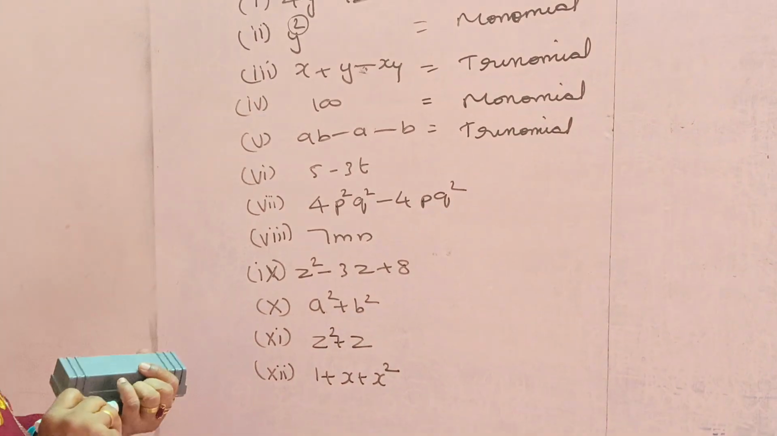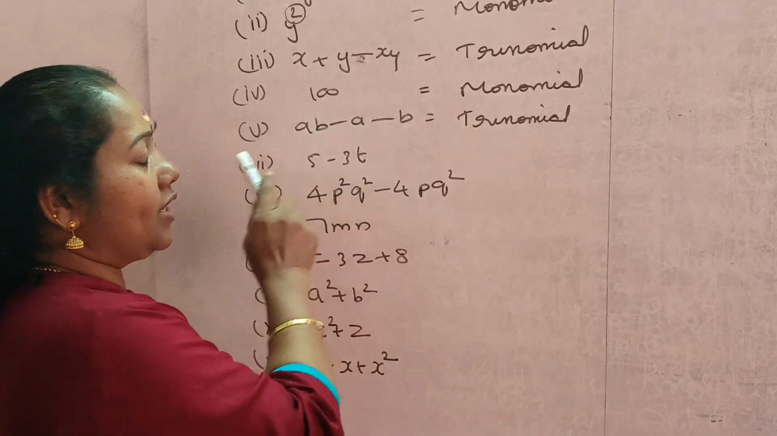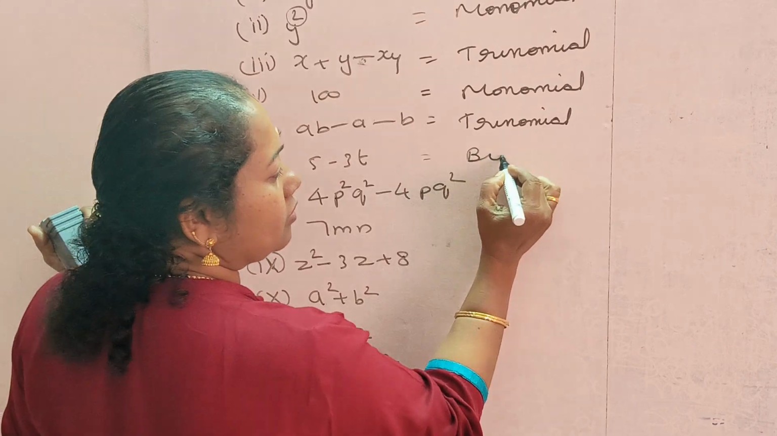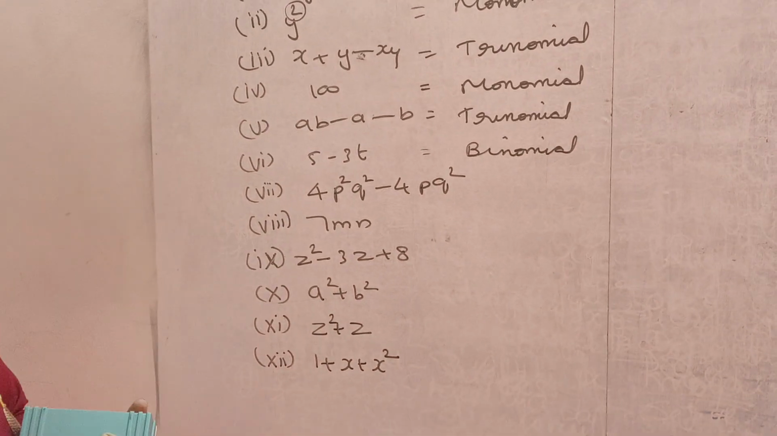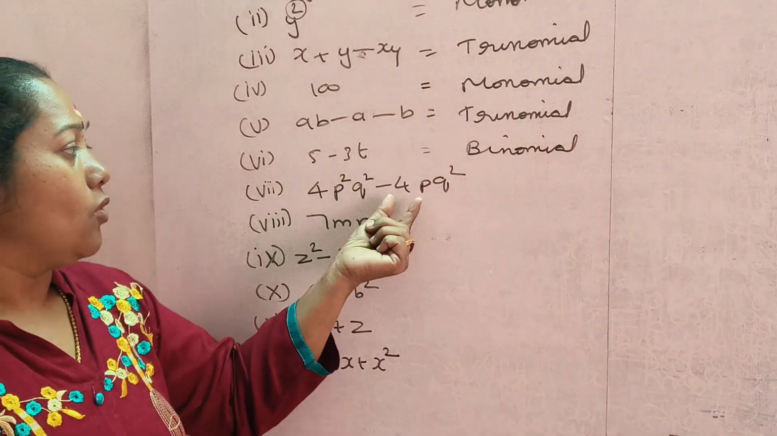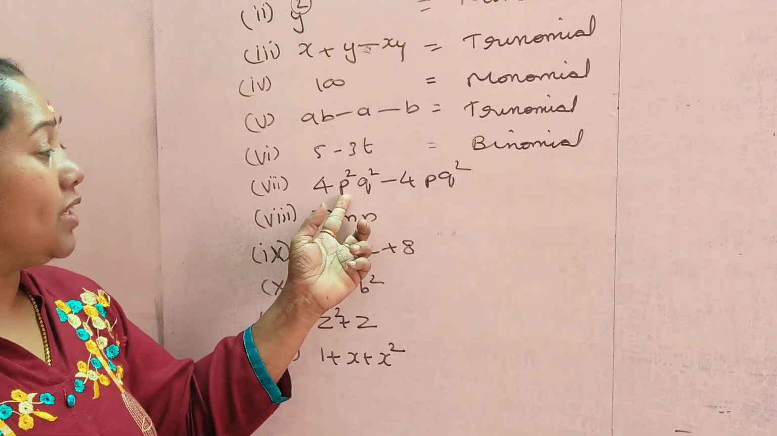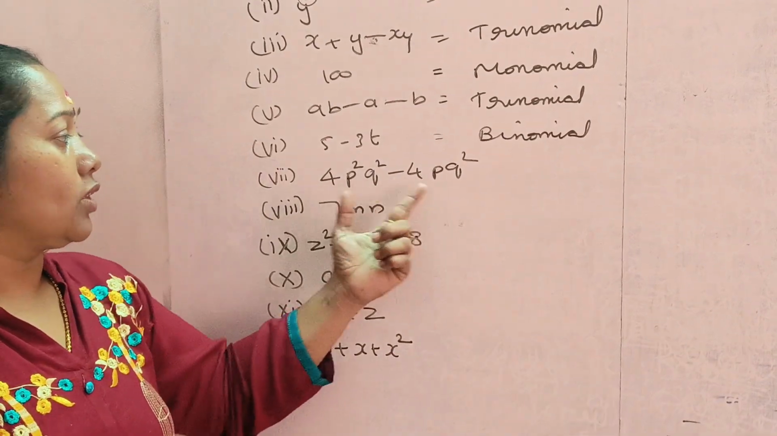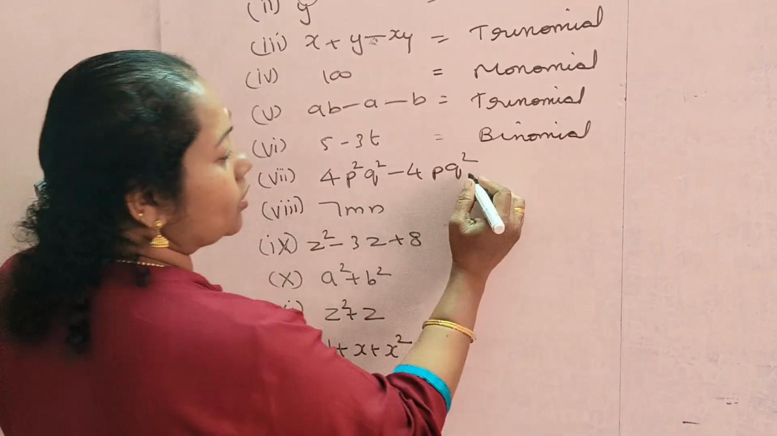Now second one, 5 minus 3t. 5 is one term, minus 3t is the second term. So 2 terms are there, so it's a binomial. Now next question, 4p squared q squared and 4pq squared. 4 is same, but here it is p squared and there it is p. So these are not like terms. So 2 terms are there, and it's a binomial.